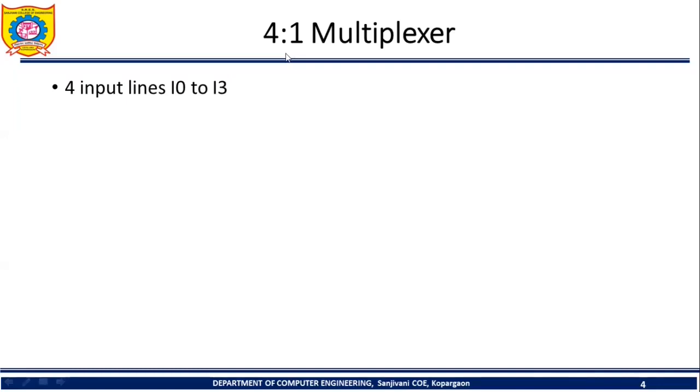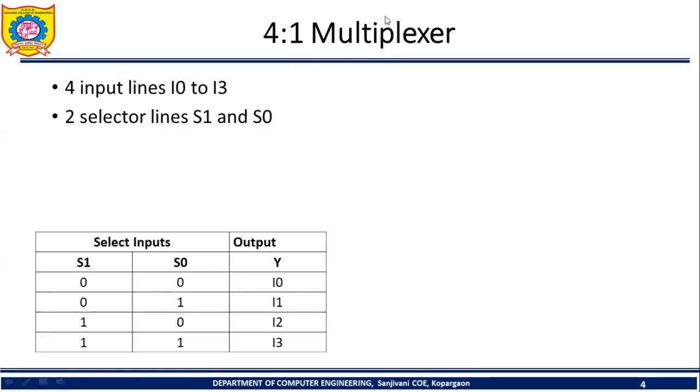We have seen that there is a relation between the number of input lines and the number of select lines. So what is that relation? The number of input lines is equal to 2 raised to the number of select lines. So here, as we have 4 input lines, the number of select lines should be 2. So in a 4:1 multiplexer we will have 2 selector lines, and let's assume that those selector lines are S1 and S0. Let's try to understand the working of this 4:1 multiplexer with the help of this table.